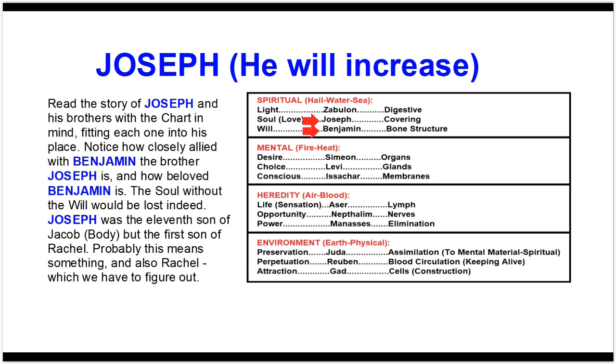Read the story of Joseph and his brothers with the chart in mind, fitting each one into his place. Notice how closely allied with Benjamin the brother Joseph is, and how beloved Benjamin is. The soul without the will would be lost indeed. Joseph was the 11th son of Jacob, body, but the first son of Rachel. Probably this means something, and also Rachel, which we have to figure out.